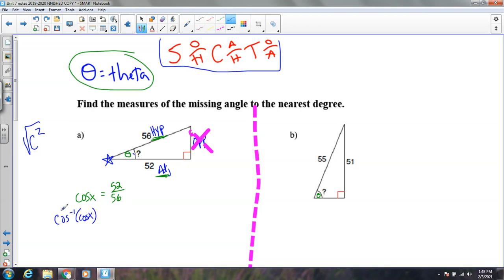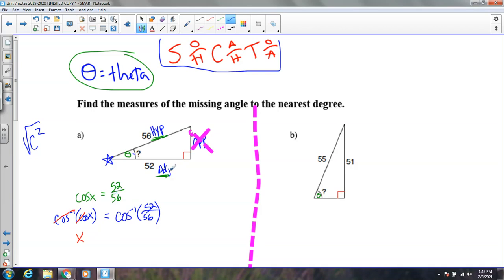So that inverse cosine, it looks like a cosine to the -1 power. That inverse cosine undoes this cosine so that all we're left with is the x here. But if I'm going to do the inverse cosine to one side, I also have to do the inverse cosine to my other side. So I have the inverse cosine of 52 over 56. So really all we're doing is just taking the inverse. We're undoing this relationship to find the angle that gives us that relationship.